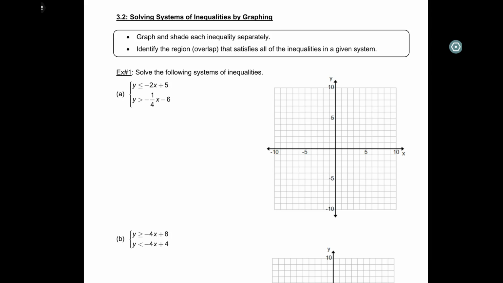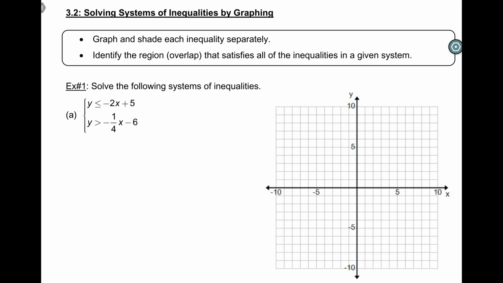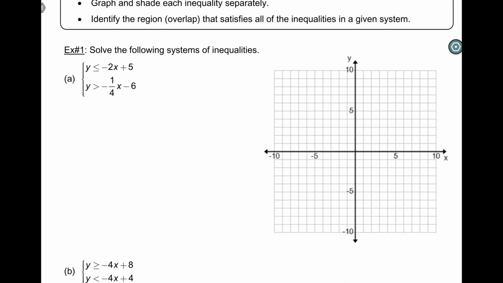Welcome to 3.2, Solving Systems of Inequalities by Graphing. So we want to graph and shade each inequality separately, and then we're going to identify the region that overlaps, because that is going to be our solution.